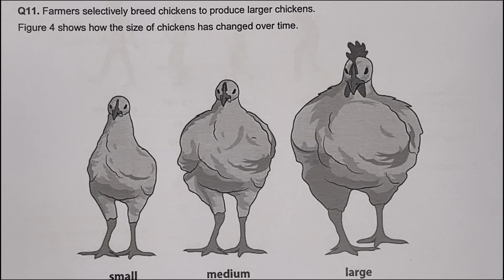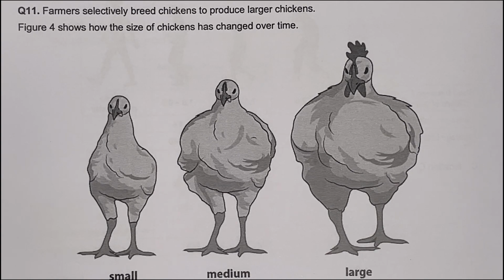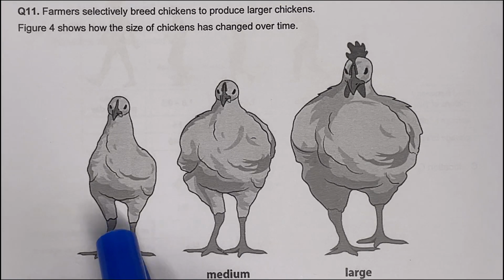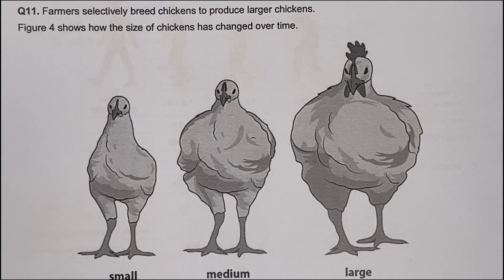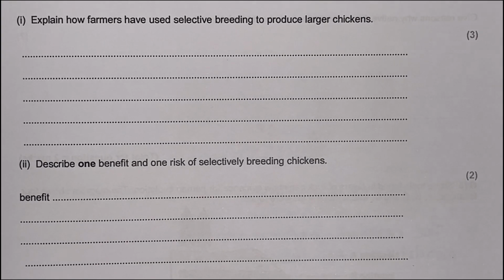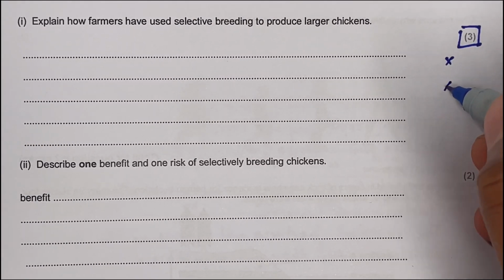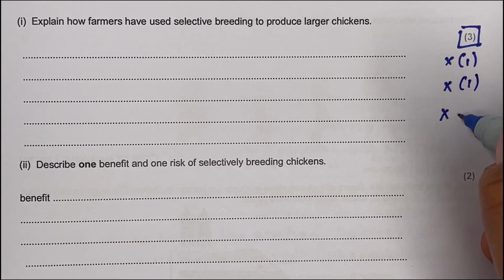Farmers selectively breed chickens to produce large chickens. Figure 4 shows how the size of chickens has changed over time. So I can see figure 4, this is small chicken, medium and large. Explain how farmers have used selective breeding to produce large chickens. Step 1. How many marks is the question? 3 marks. So I need 3 points for 1 mark each.